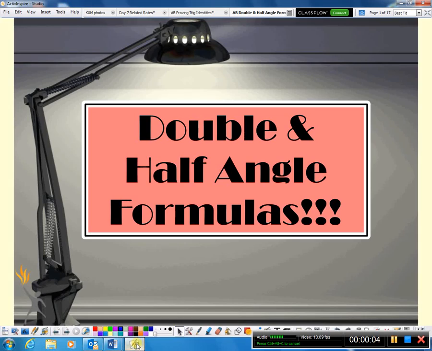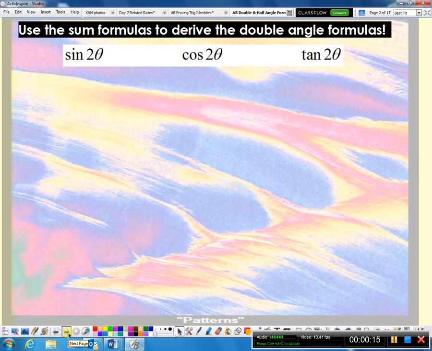Let's expand what we know about the sum and difference formulas and create double and half angle formulas. Now, I'm going to expand each of these using sum formulas. You might say, well, how are you going to do that? I know that 2 theta would be the same thing as theta plus theta.